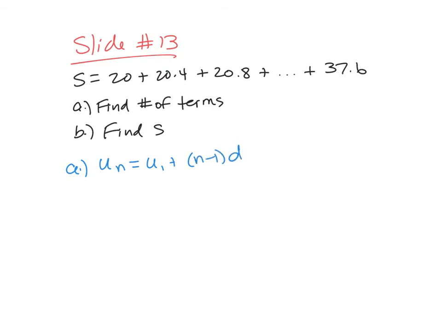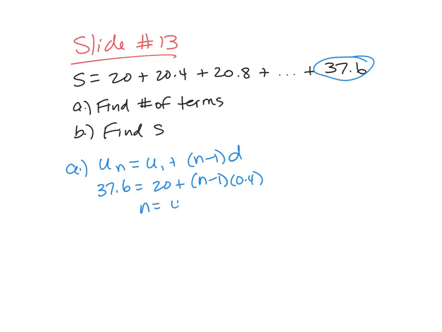Okay, now I'm going to take the nth term, the final term, which is this one, and put it in for u sub n. So that nth term is equal to the first term of 20 plus the unknown n. I don't know what n was, but if we take n minus 1 and then multiply that by the common difference, you can see our common difference is 0.4. And then we'll solve that equation for n. Again, you can use any method you want to solve the equation.